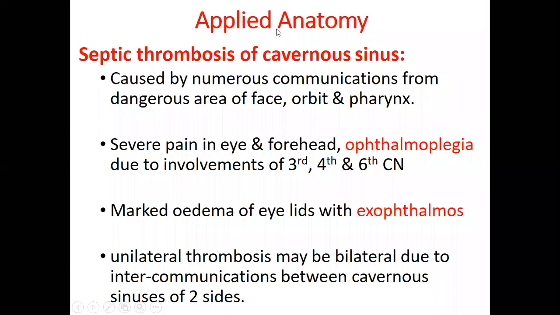Clinical correlation or applied anatomy. There may be cavernous sinus thrombosis because of infection or sepsis. That is called septic thrombosis of the cavernous sinus. And the cause of this thrombosis: as there are numerous communications from the dangerous area of the face, orbit and pharynx, infection from the dangerous area of the face, orbit and pharynx may spread to the cavernous sinus, leading to septic thrombosis.